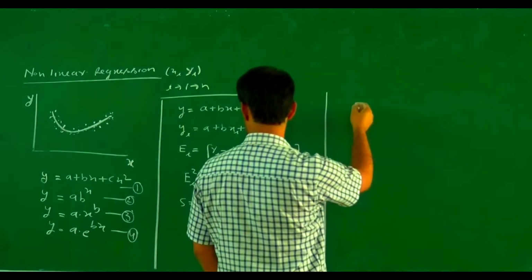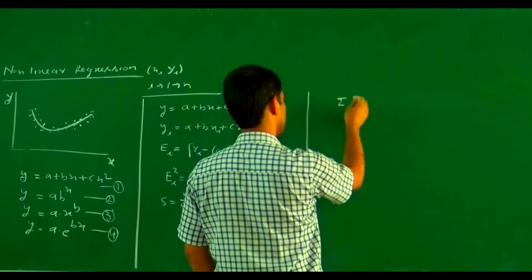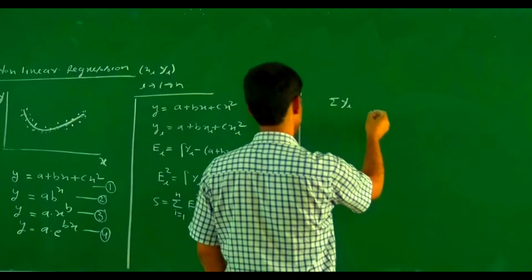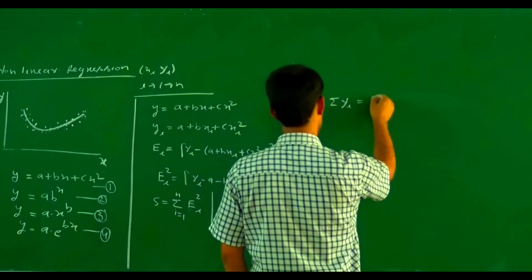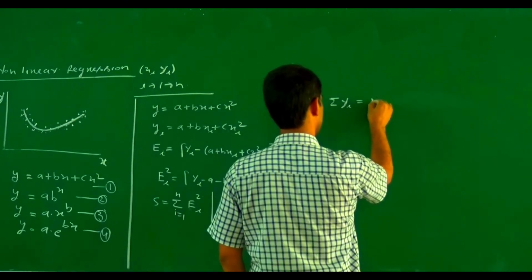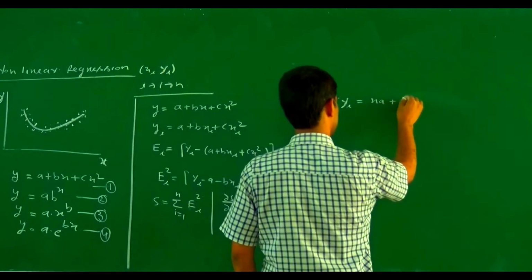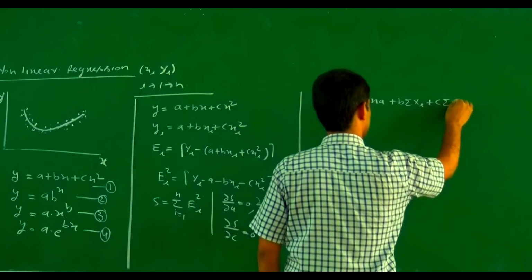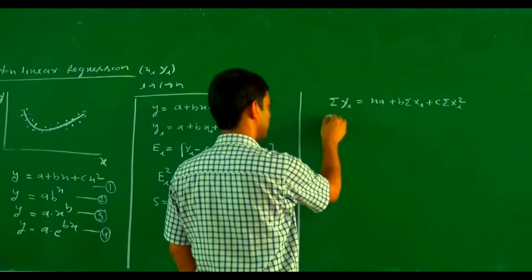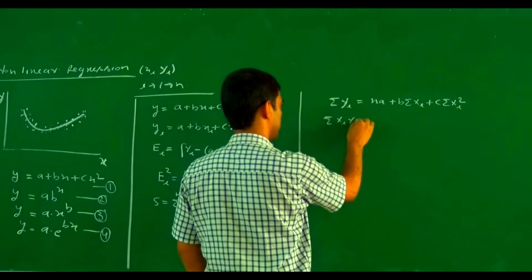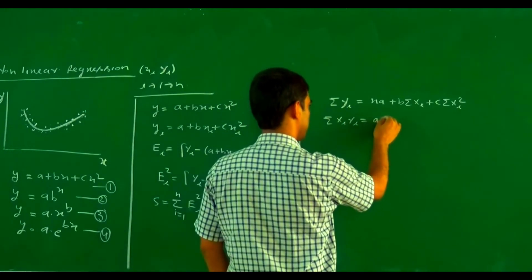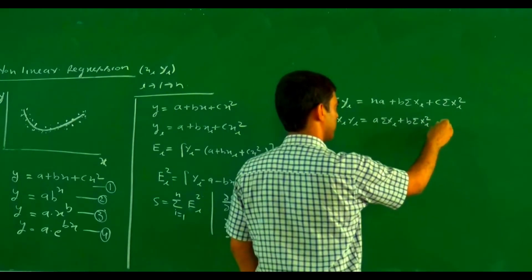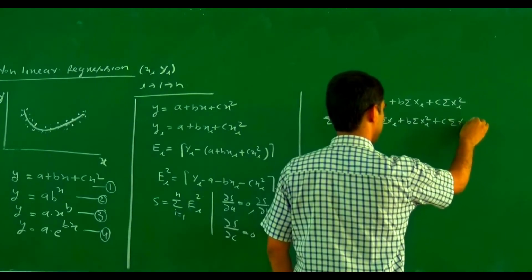The normal equations become: summation of yi equals na plus b summation of xi plus c summation of xi square. And the second one is summation of xi yi equals a summation of xi plus b summation of xi square plus c summation of xi cube.